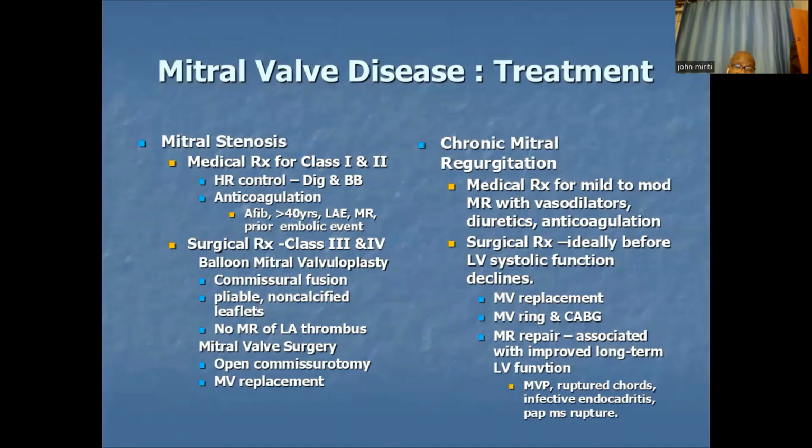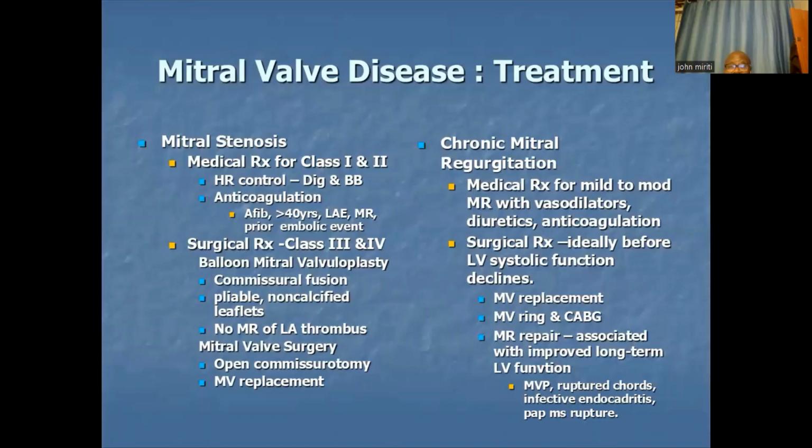For surgical treatment in class 3 and 4 of mitral stenosis, we have balloon mitral valvuloplasty. You can do commissural fusion, and you can do it in pliable and calcified leaflets if there is no mitral regurgitation or left atrium thrombus. Then in mitral valve surgery, you do open commissurotomy, and also you can do mitral valve replacement.